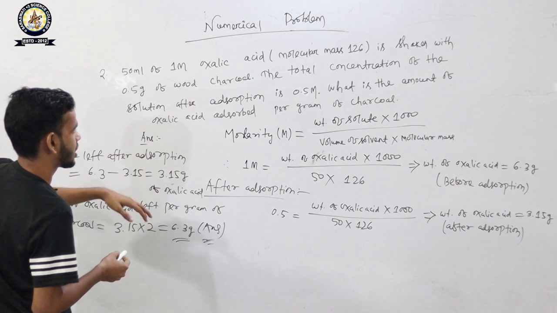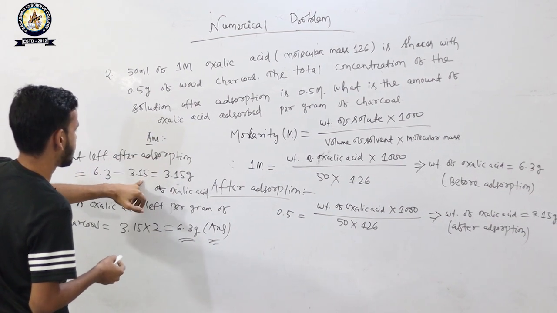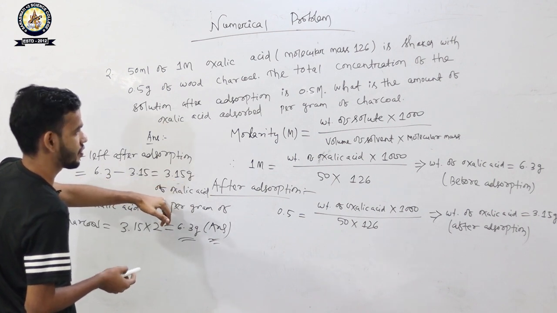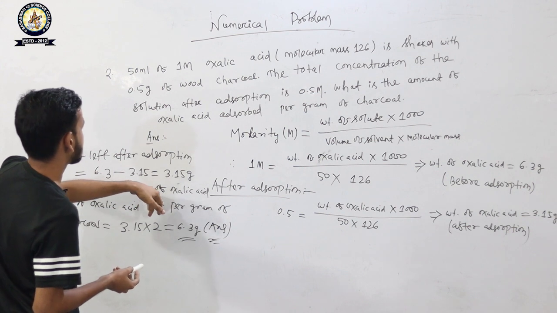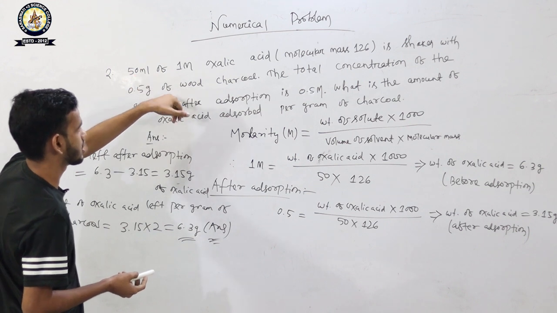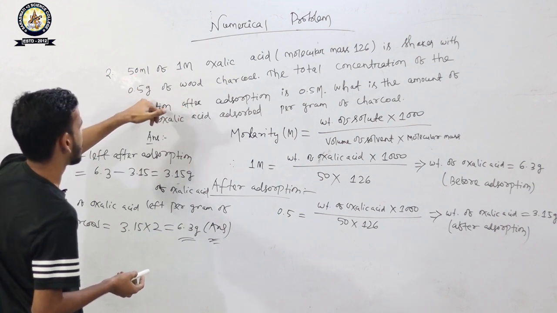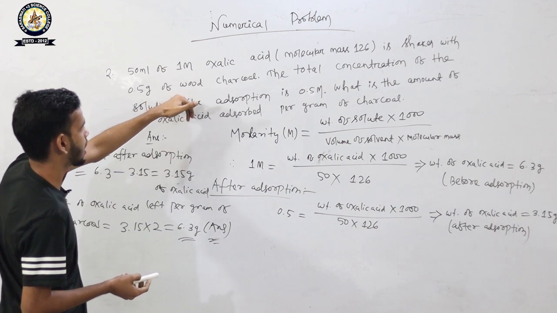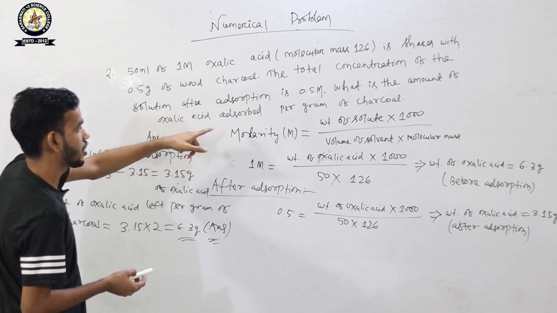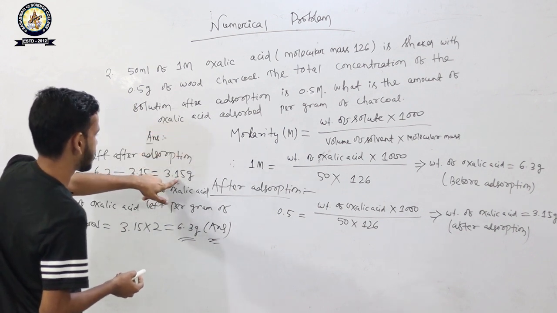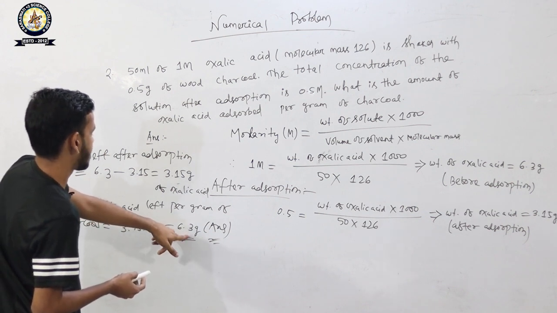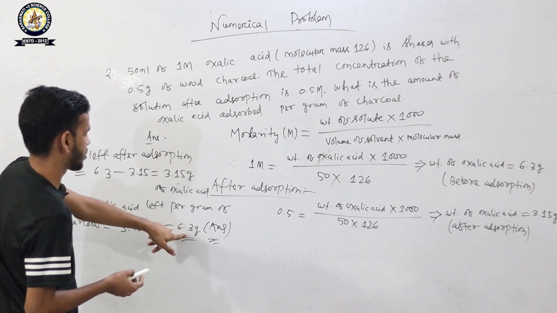So what is the amount left? That is 6.3 minus 3.15, so that is the same, 3.15 gram of oxalic acid that is left after this adsorption. The whole thing here is valid for this 0.5 gram of wood charcoal, since the whole solution is mixed with this 0.5 gram of wood charcoal, that is the adsorbent. So the question is what is the amount of oxalic acid that is left per gram of charcoal. So we have multiplied this 3.15 into 2, and we found that the amount of oxalic acid that is left per gram of charcoal is 6.3 gram.